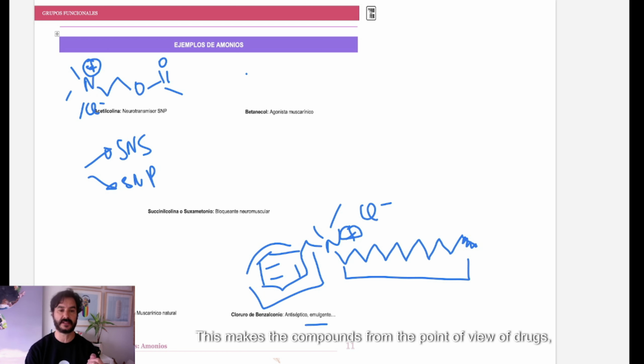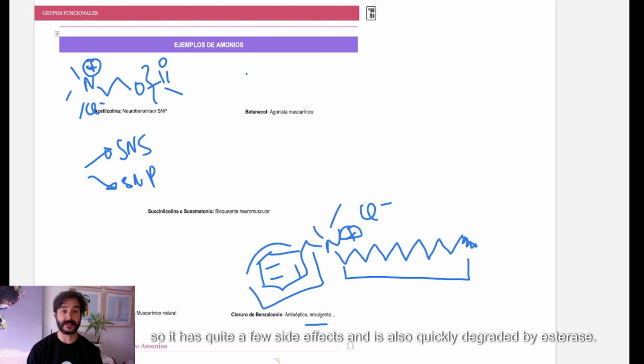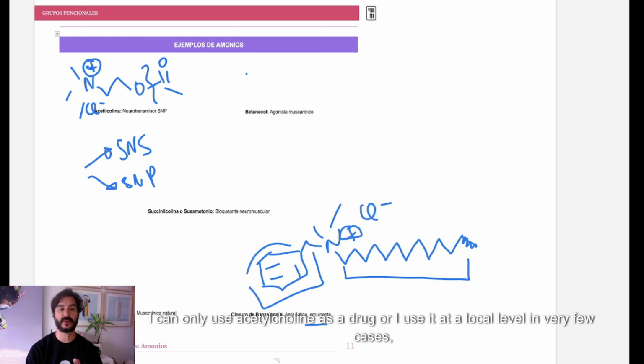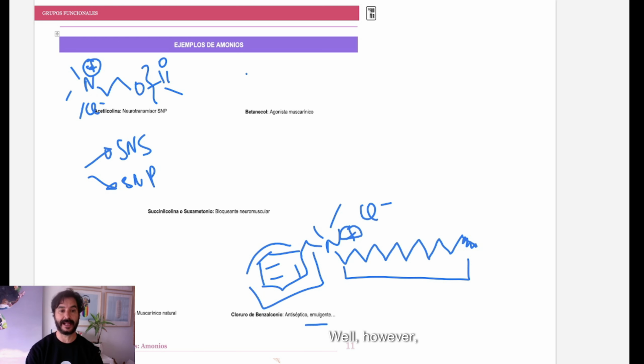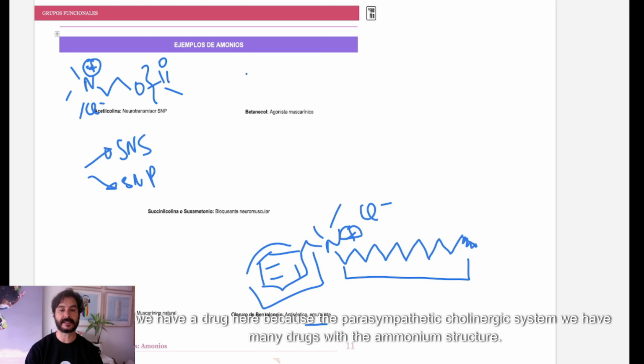This makes these compounds, from the point of view of drug pharmacokinetics, have problems in absorption, for example orally. We could give acetylcholine, but the problem is that it acts on nicotinic and muscarinic receptors, so it has quite a few side effects and is also quickly degraded by esterases. I can only use acetylcholine as a drug at a local level, in very few cases, for example a very specific cataract operation, not at a general level. However, in the parasympathetic cholinergic system we have many drugs with an ammonium structure.